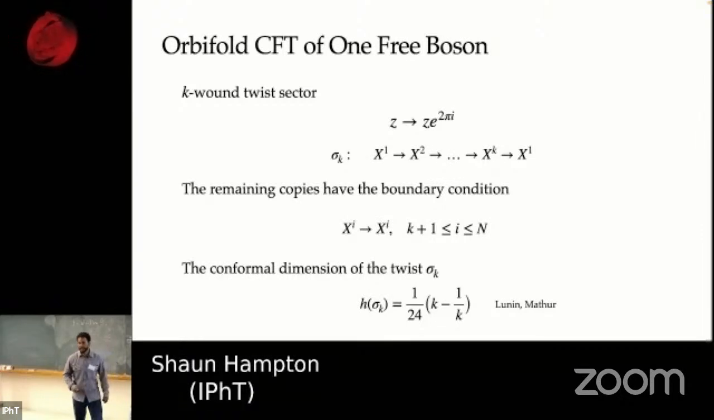This is the action of a twist operator, and this is what you would consider an orbifold. We're using this permutation group, permuting the copies into each other. And the conformal dimension is given here. This is just one free boson, so c is 1. And yes, the conformal dimension of this operator is given here.